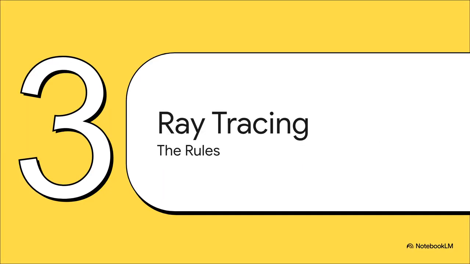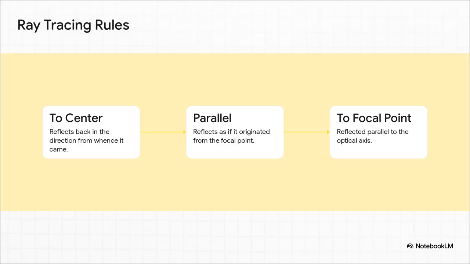Let's move into Section 3, the rules of ray tracing. There are exactly 3 rules for ray tracing spherical mirrors. Think of this like a strict surgical protocol. Step 1, a ray directed toward the center of curvature reflects straight back in the same direction. Why? Because it's hitting the mirror straight down that normal line. Step 2, a ray traveling parallel to the optical axis reflects as if originating from the focal point. And Step 3 is just the reverse of Step 2. A ray heading toward the focal point reflects parallel to the optical axis. Methodically apply these 3 steps, and you'll perfectly locate the image every single time.